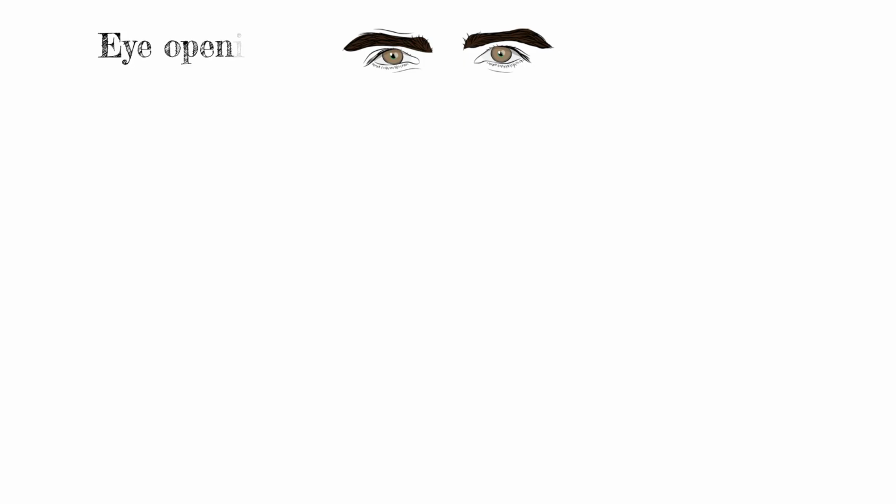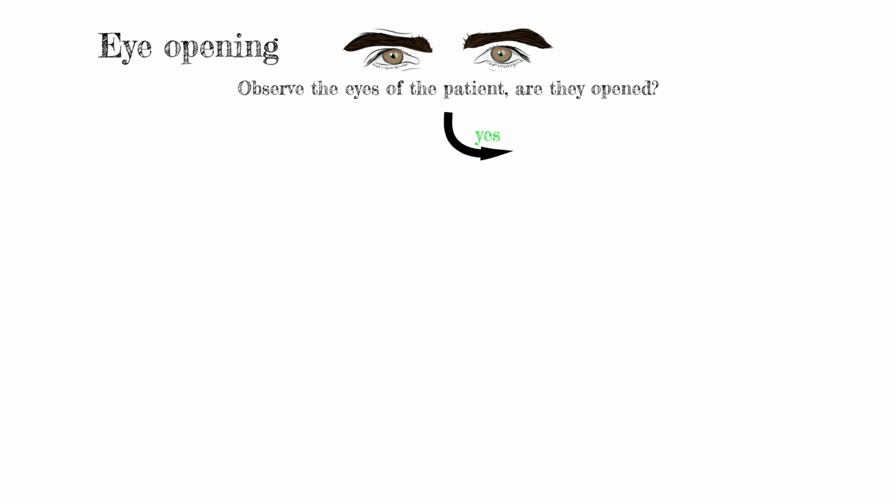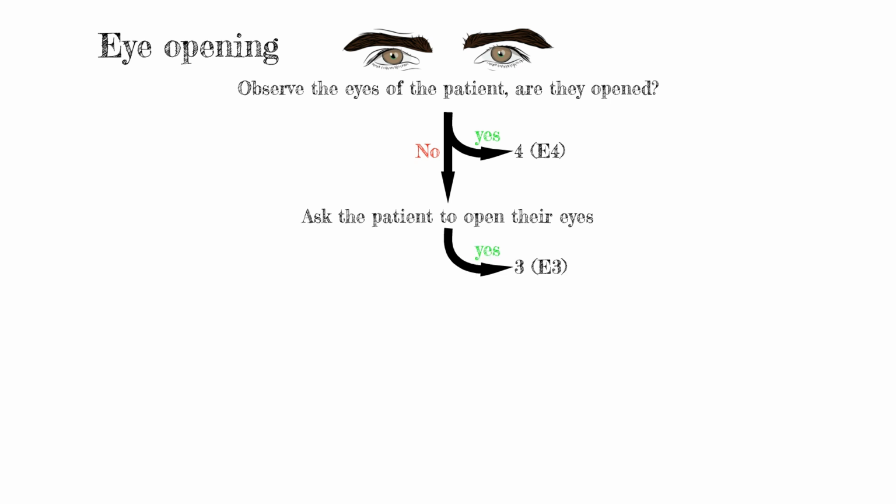We start the GCS examination with the eyes. Look at the patient's eyes. Eyes can either be opened or closed. If the eyes are opened, then the score is 4. If the eyes are closed, then ask the patient to open their eyes. If the patient is able to open the eyes in response to speech, then the score is 3.